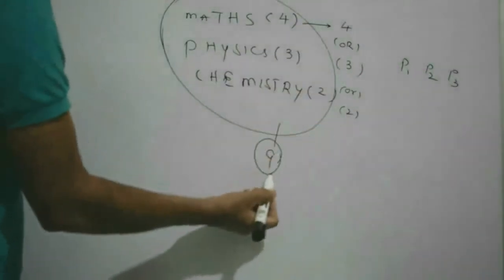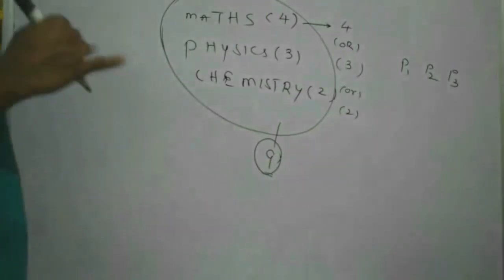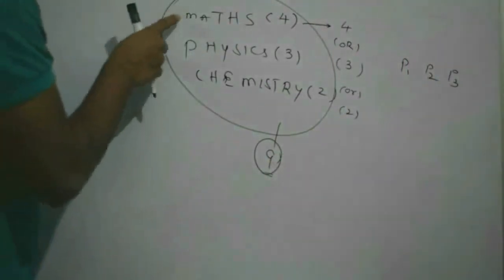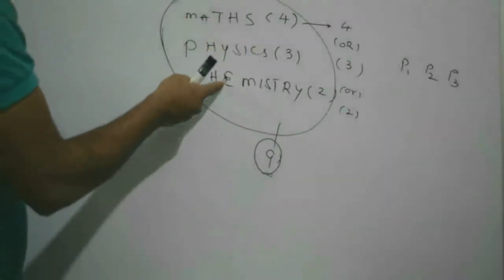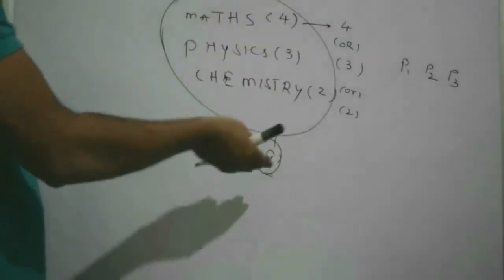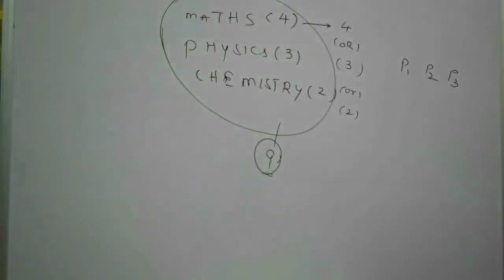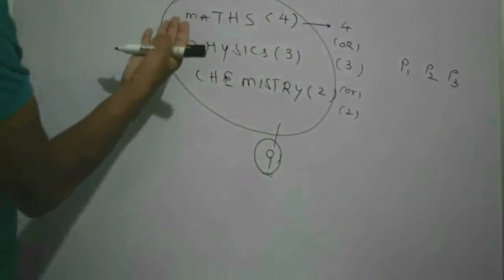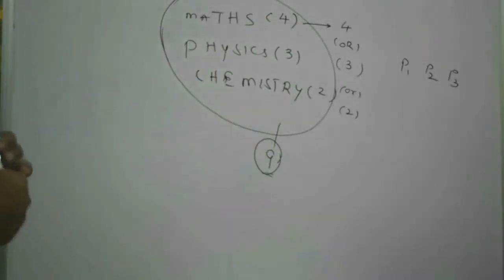So the total number of ways will become what? 9. So what did we do here? We did the addition. This department has 4 choices, in this department we have 3 choices, in this department we have 2 choices. So totally we have 4 plus 3 plus 2. So indirectly we are adding. If you calculate department-wise and then add, you will get 9 choices. So 9 ways you can select.